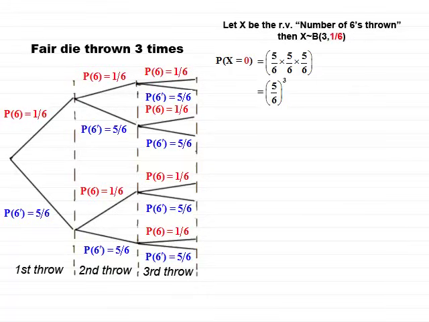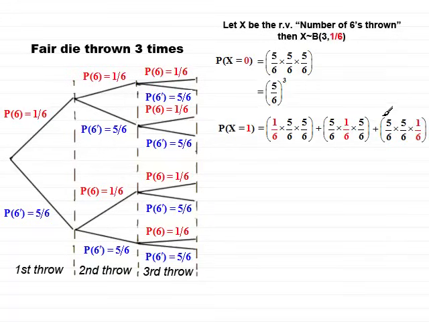Let's have a look at another one. The probability of getting one 6. Now, there's several ways that we could get one 6. We could go up here and get a 6 on the first throw and then not get 6s on the next 2 throws. So that probability would be 1/6 × 5/6 × 5/6 up there. We could, however, not throw a 6 on the first go, then throw a 6 and then not throw a 6. And that would have this probability. And there's another path through the tree diagram. We could find that we don't throw a 6 on the first throw, nor on the second, but on the third. And that would have this probability.